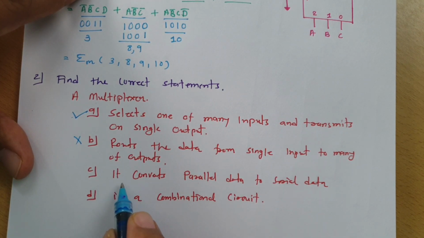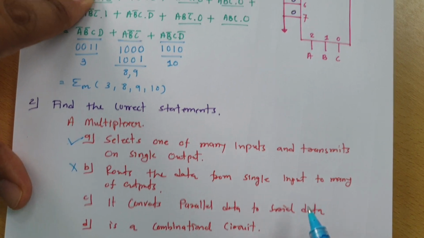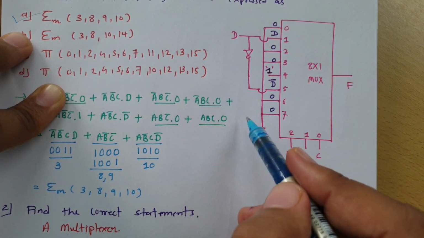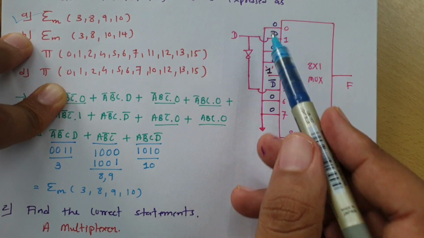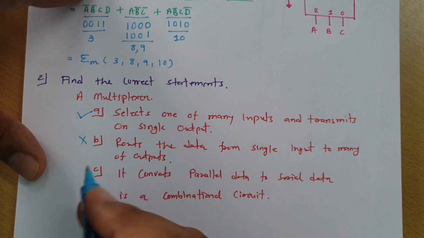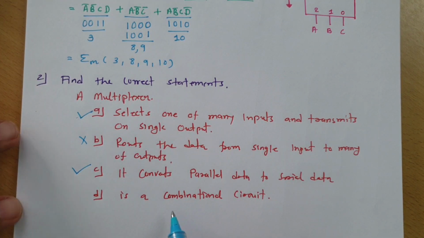A multiplexer converts parallel data into serial data. Yes, it converts parallel data into serial data. You see, there are parallel inputs and there is only one output. So we can say it converts this parallel data into serial data. So we can say this statement is correct. It converts parallel data into serial data.